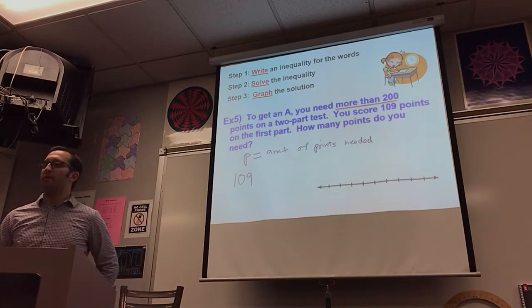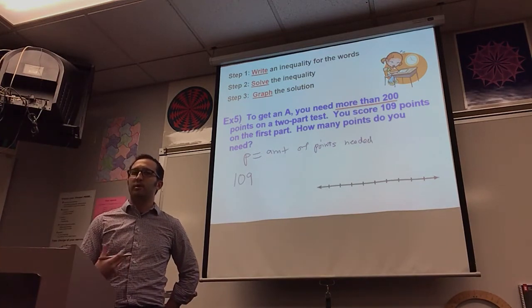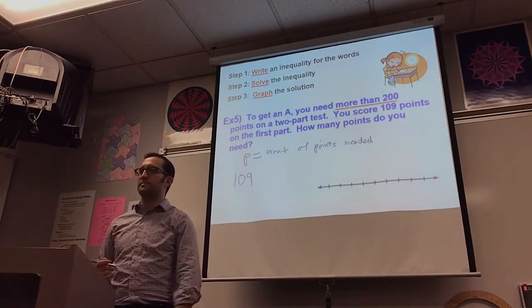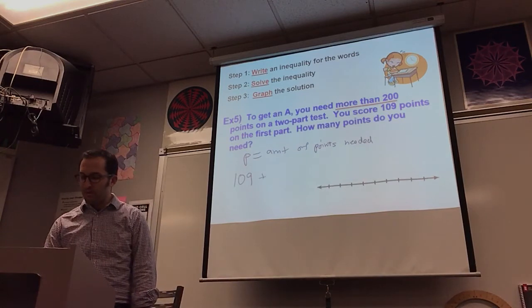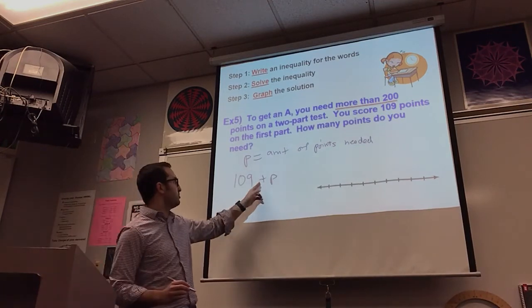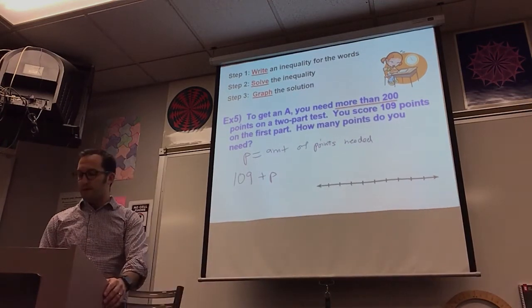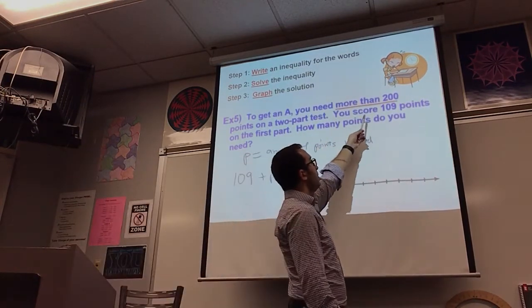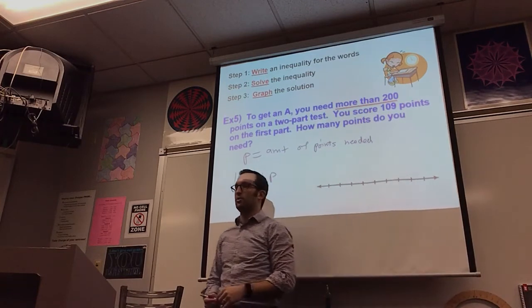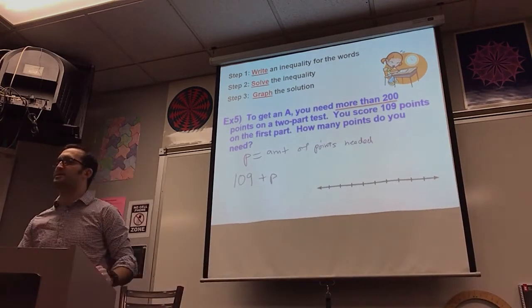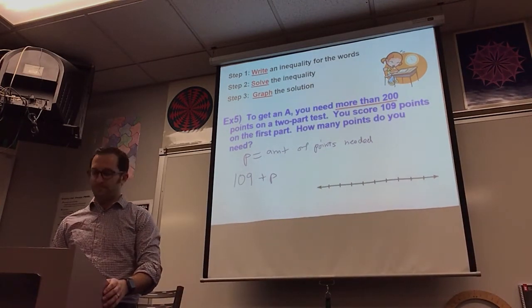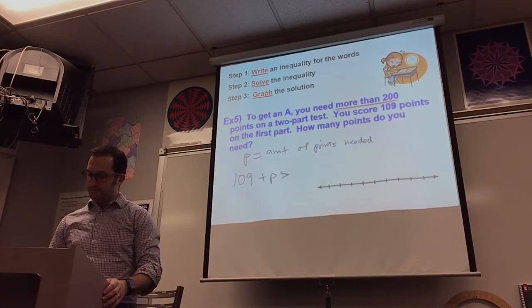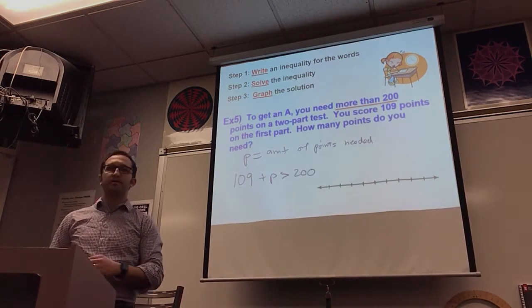Now on the second part, what do I need to add to that? How many points am I going to add to that? I'm going to add the number of points that I need in the second part. So the first part plus the second part should be what? I need more than 200 points. So more than 200 is written as what symbol? Greater than symbol. There we go.